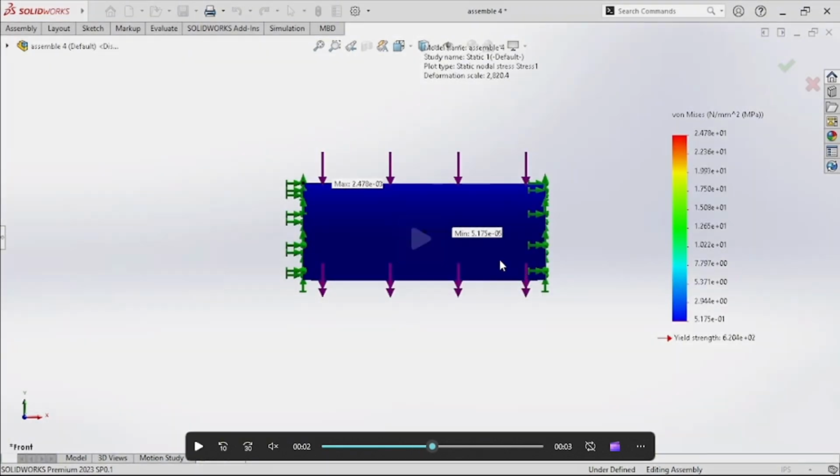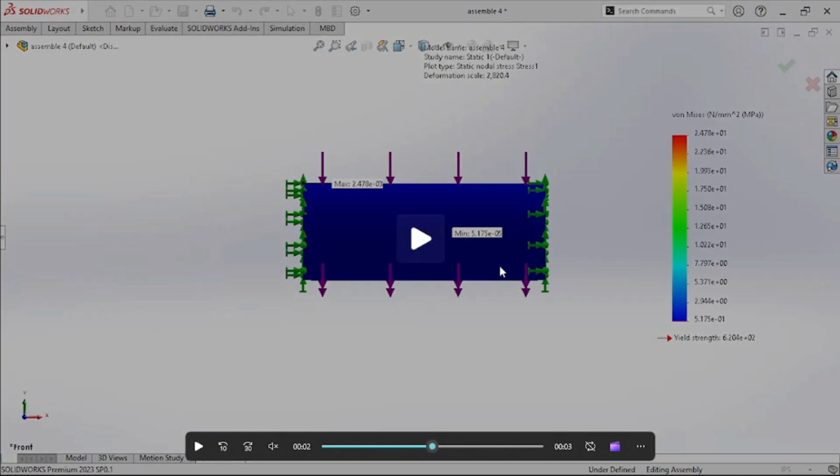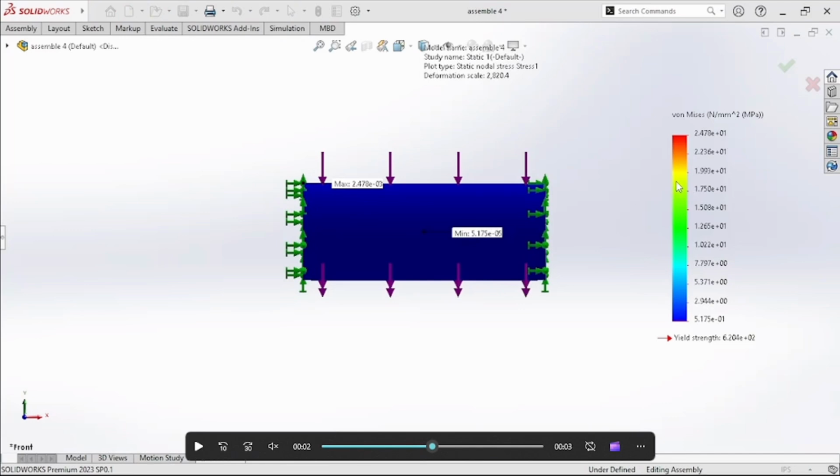The stress gradient is shown using a color legend ranging from blue, which is for low stress, to red, which is the high stress, indicating how stress is distributed across the body. The result here shows the structure is well within the material strength of 620 megapascal, meaning it is safe under the given loading condition.